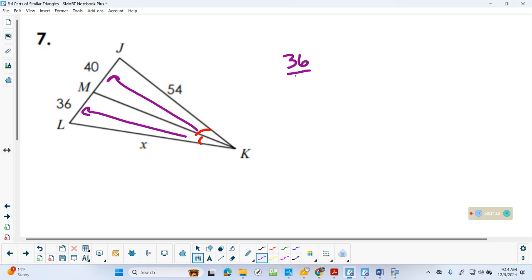I'm going to go 36 over 40. Now set it up for me. Opposite sides. 54 over x or x over 54? X over 54. I got to stay on this left triangle. And I know you're going to be shocked when I say this. You get another decimal answer. 48.6. Got it.